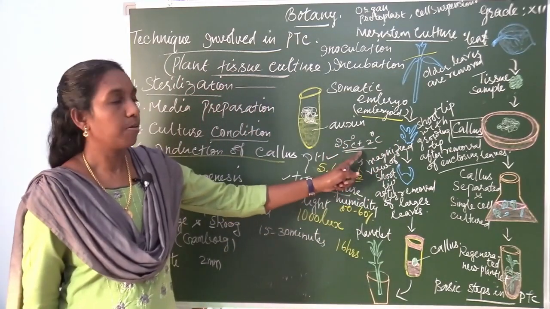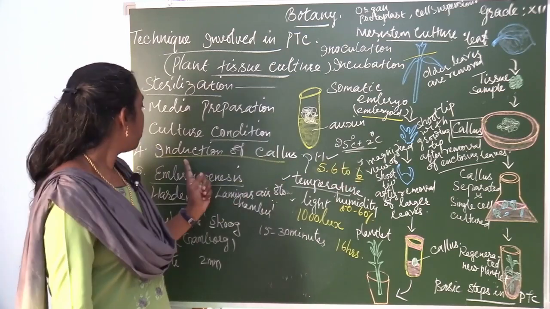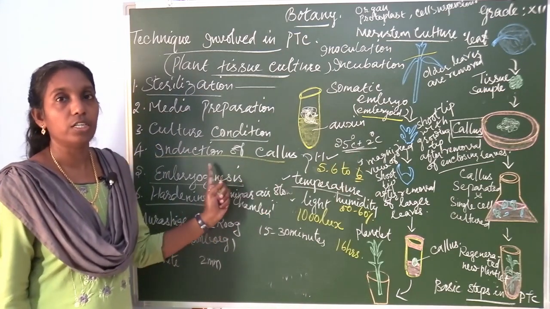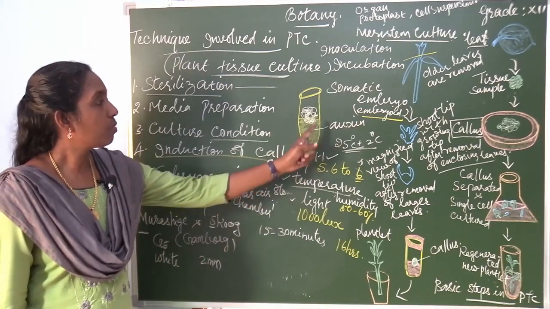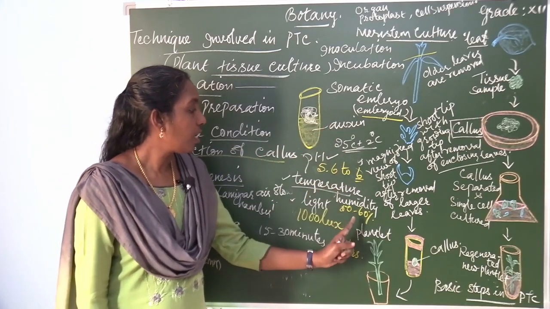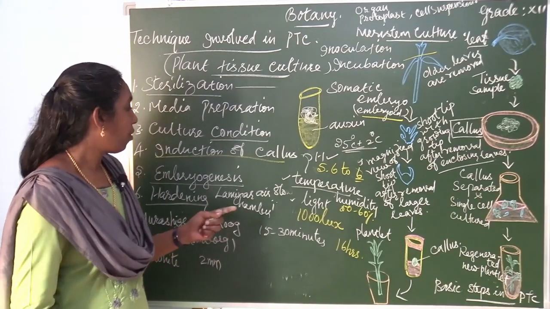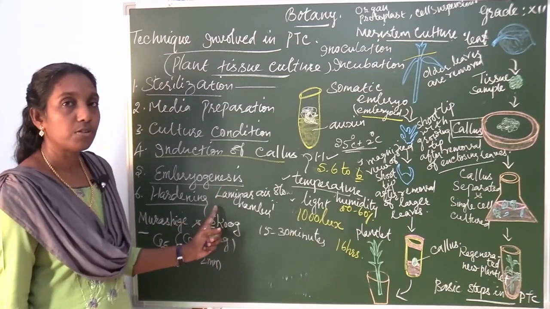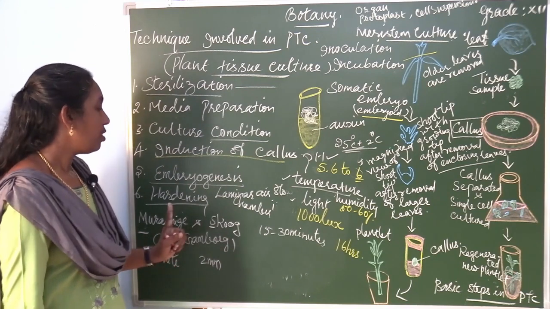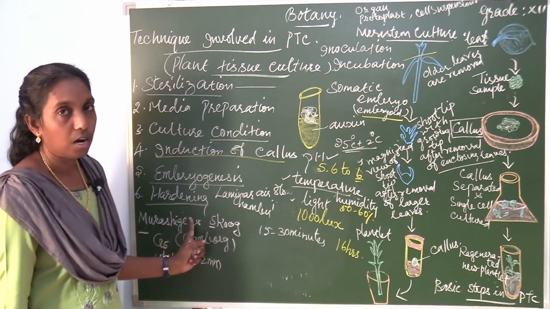This temperature must be provided to produce the induction of callus. To induce callus formation, this much temperature, humidity, pH, photoperiod and light intensity must be provided. And the next process is embryogenesis and the final process is hardening.